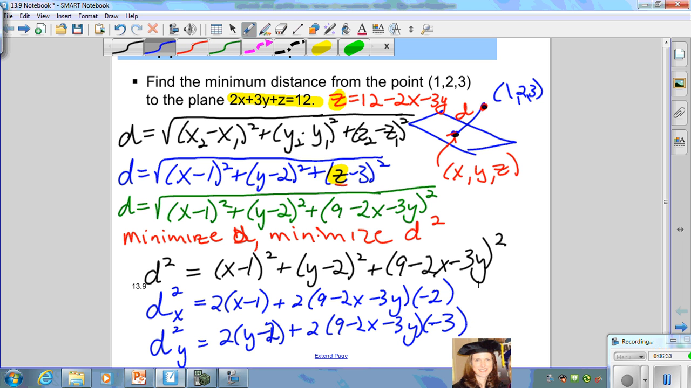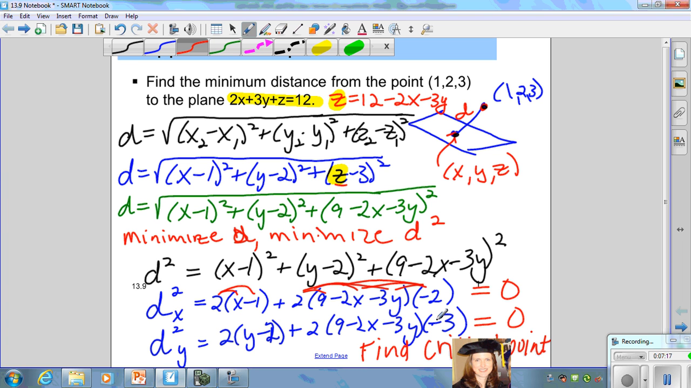Now we want to find out where these are both equal to 0 at the same time to find our critical points. Alright, to find the critical points, I'm going to go ahead and simplify this equation and simplify this equation so we can get a system of two equations with two variables. By distributing the 2 here, and then distributing the negative 2, and doing the same thing here and combining like terms, we can end up with equivalent equations for those partial derivatives.